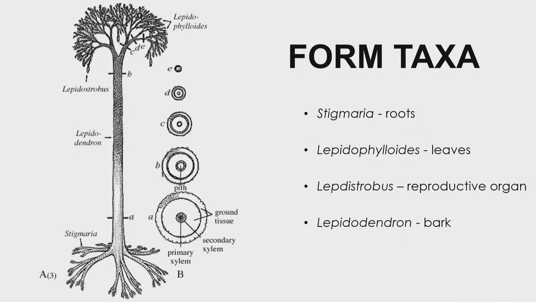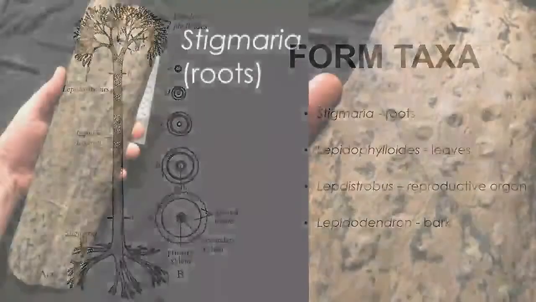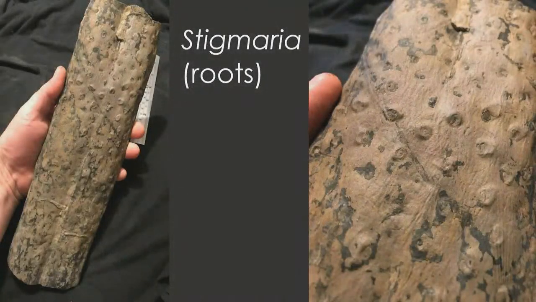And so the different parts of it are where we get the different taxa, these form taxa. So when you hear something referring to Stigmaria, well, that's the root. I've got a really large Stigmaria right here. That largest rock fossil right there is a Stigmaria. The Lepidophloios, those are the leaves. Lepidostrobus, looks like I misspelled that, is a reproductive organ. And Lepidodendron refers to the bark, and that's usually what you mostly see when people have one of those fossils around here. So here's an example of a Stigmaria root.